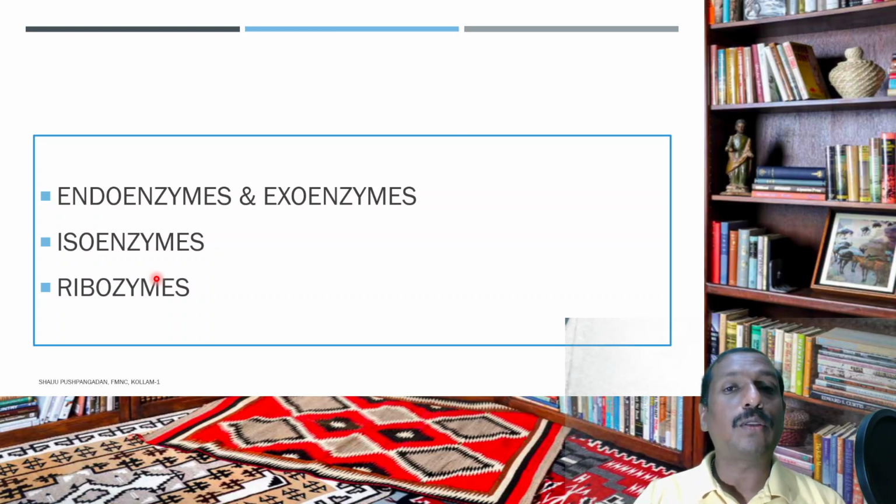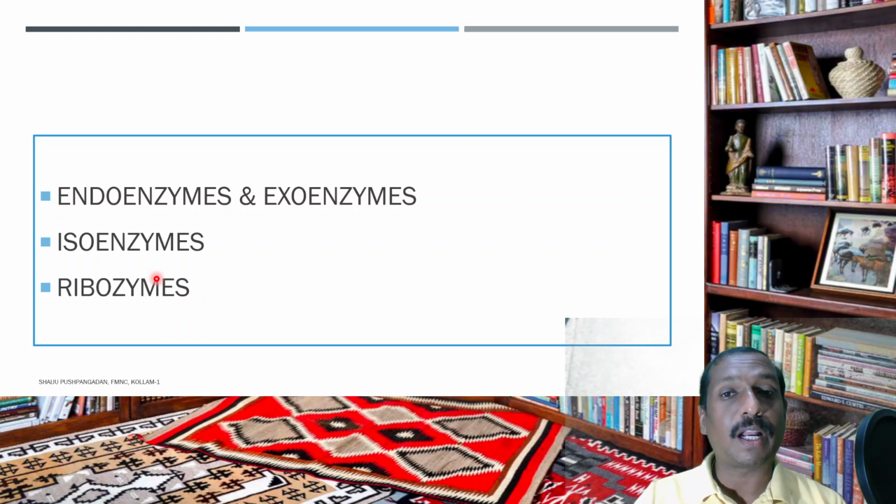Isoenzymes are those enzymes which catalyze the same reaction. Suppose there are 5 different enzymes and they are catalyzing a single biochemical reaction. These enzymes are called isoenzymes. It can be defined as an enzyme group with different structures but catalyzing a single biochemical reaction. They come under a single group, have different structures, but catalyze a single biochemical reaction, so they are called isoenzymes.